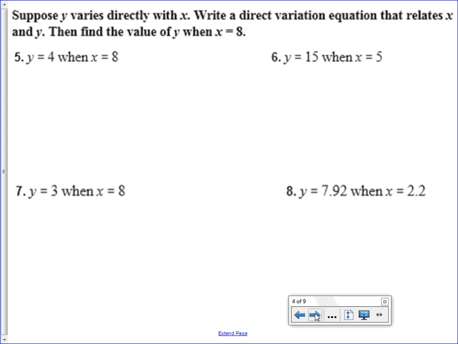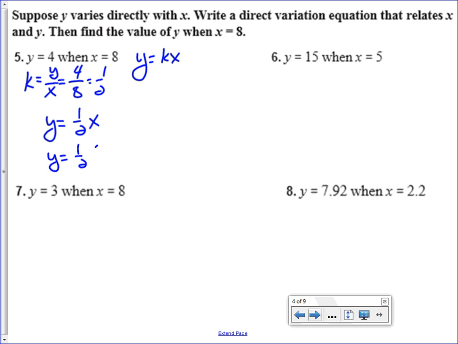Next thing: suppose y varies directly as x. Write a direct variation equation that relates x and y. Find the value of y when x is equal to 8. So the first thing we've got to find to write this equation, y is equal to kx, is what the k is. And to find the k, you simply take your y divided by your x. So in this case, I take 4 divided by 8, which is 1/2. So your equation would be y equals 1/2 x. Now to figure out what the y is when x is 8, you'd simply plug in an 8 for the x, and you would find that y is equal to 4.